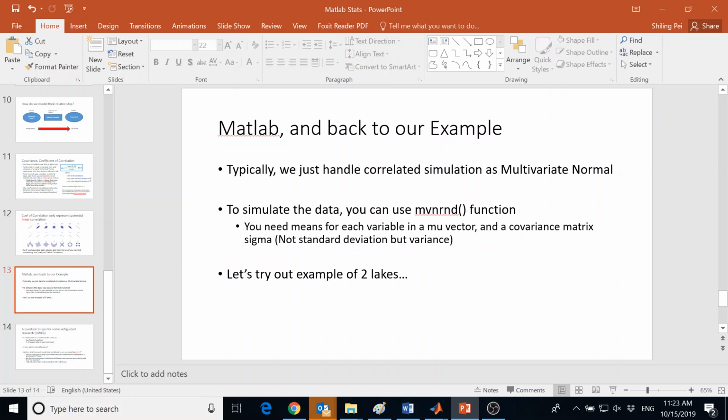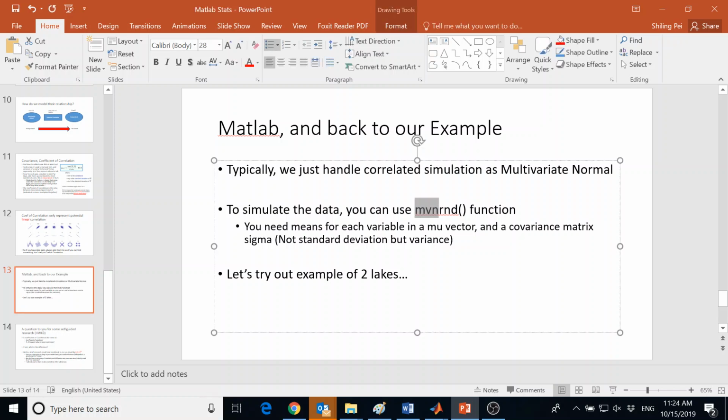So in Matlab, before we actually open it up, I'd like to tell you that first of all, when we are handling correlated simulation, where there are 2 or even 3 variables that are correlated, we typically don't go too fancy with different models. We just use a multivariate normal distribution. Then to simulate the data, you can use the multivariate normal random number generator function to generate your samples.